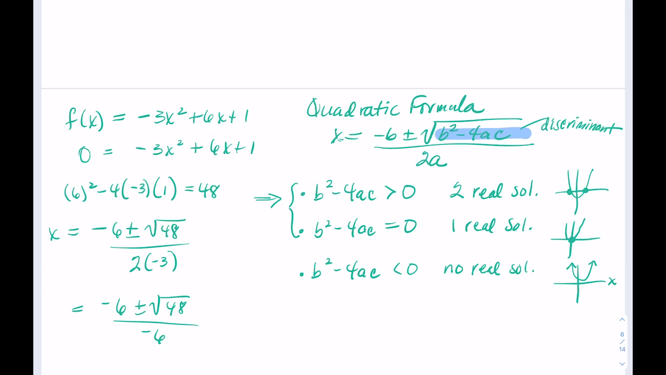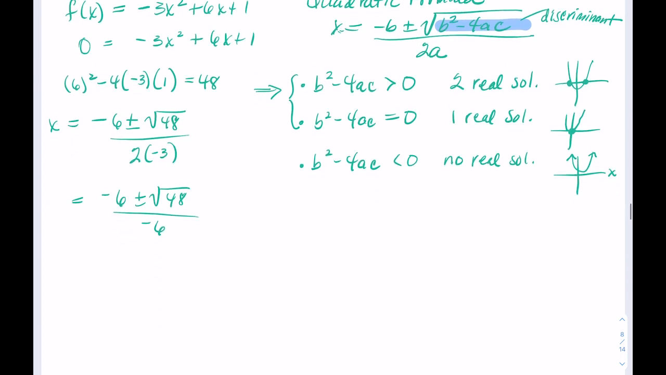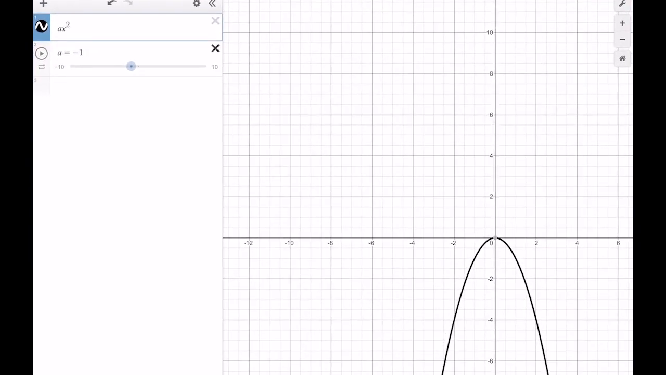Now, you can simplify that, and in case MyLab asks you to simplify to simplest radical form, I'll post a couple videos that kind of lead you through that. But we're just going to convert to a decimal here. So there's two answers, right? One of them is -6 minus the square root of 48 over -6. The other is -6 plus the square root of 48 over -6. So all I'm going to do is type them into Desmos, and let's see what we come up with.